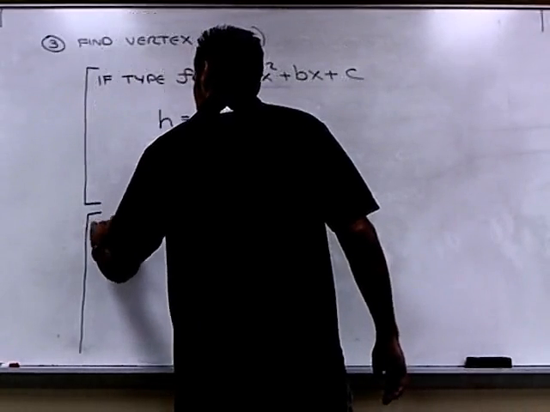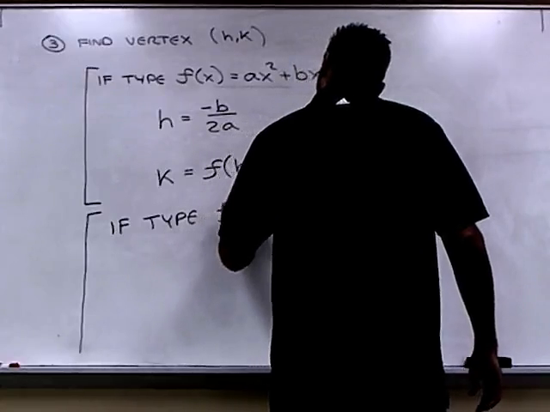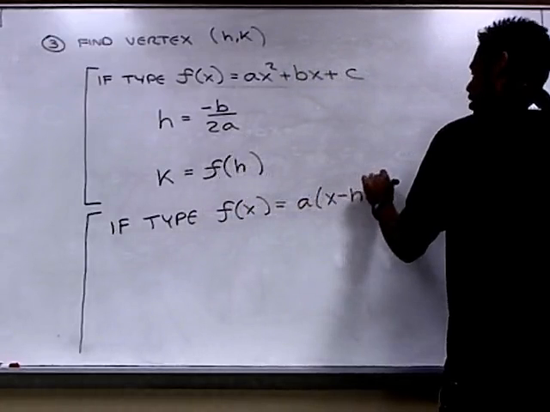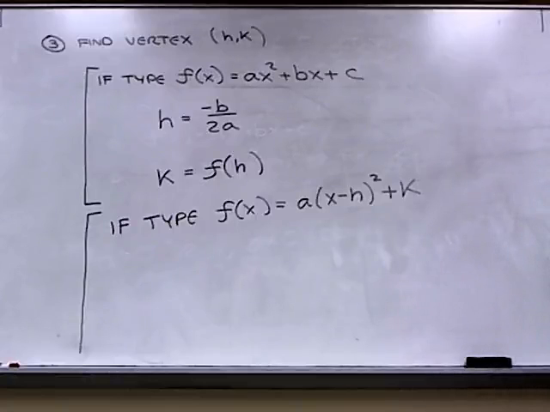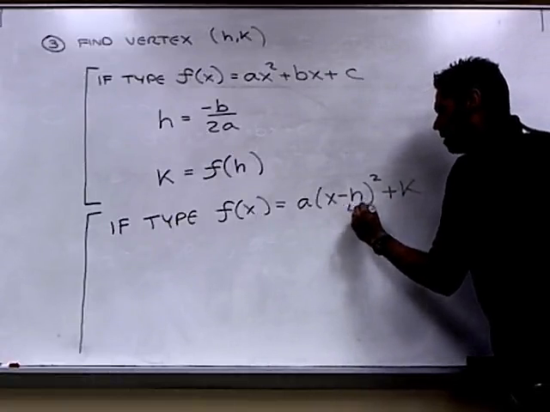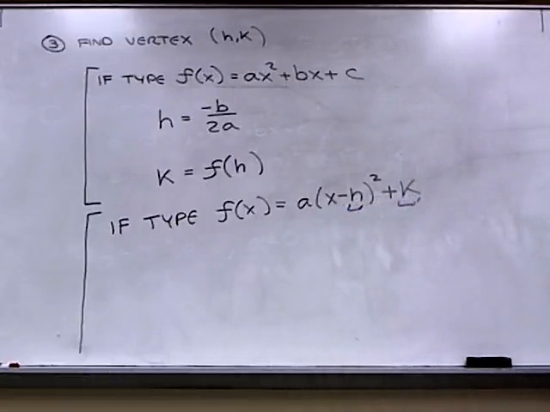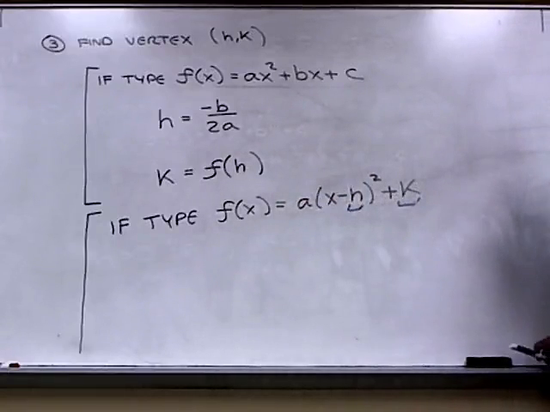Okay, what if we're given the other type? Anybody see what happens if we're given the other type? We actually know what h and k are, don't we? And that's the best case, because that's the easy case. The easiest thing is when it's given to us like this, because we can actually identify what h and k are just by looking at the function. Kind of like the same way we knew what a was, just by looking, we'll be able to know what h and k are.